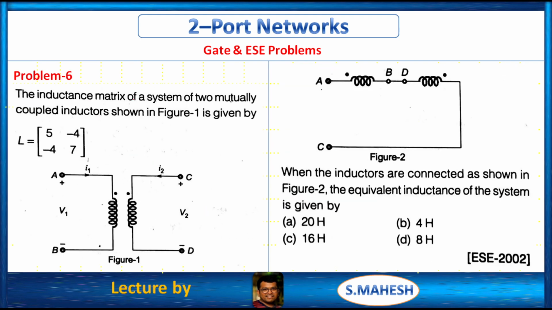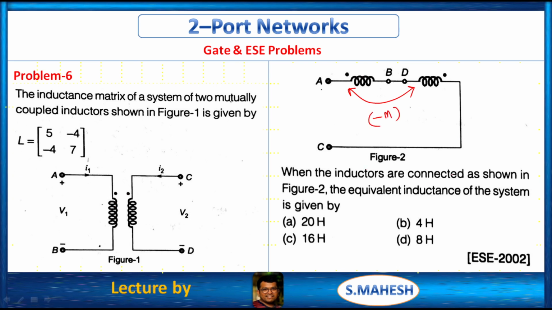Next, the inductance matrix of a system of two mutually coupled inductors is shown in figure 1. This is figure 1, and this is the matrix for figure 1. This is figure 2, where the inductors are connected in series. From this and this, obviously the M value should be minus M, clear.